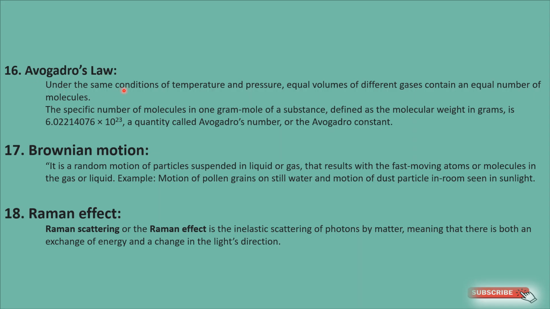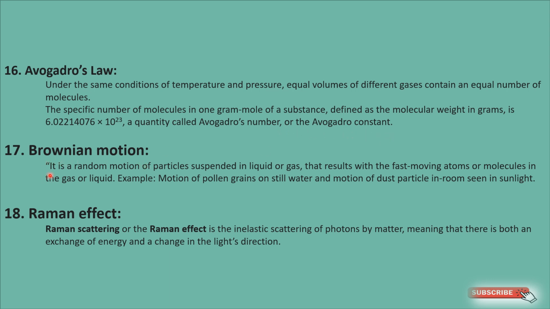Avogadro's law. Under the same conditions of temperature and pressure, equal volumes of different gases contain an equal number of molecules. The specific number of molecules in 1 gram mole of a substance, defined as the molecular weight in grams, is 6.02214076 into 10 raised to 23, a quantity called Avogadro's number or the Avogadro constant.